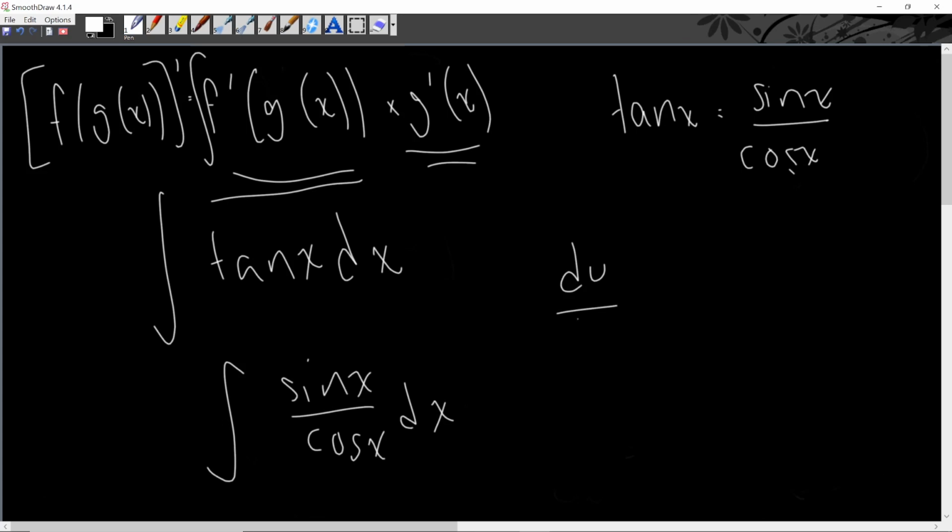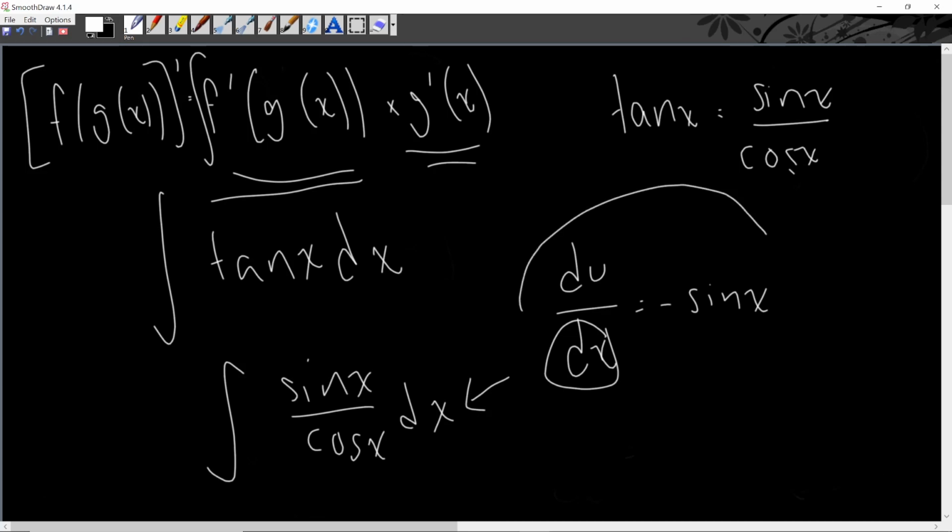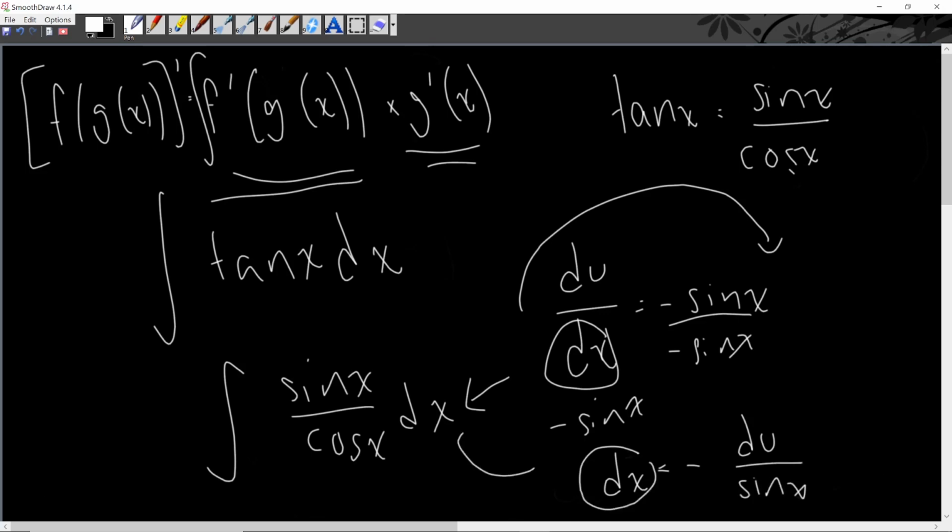And then if du dx is equal to negative sine x, this is a matter of preference, I like looking at it as a substitution. We can try to solve for dx so that we can plug that in. When we multiply by dx and then divide by negative sine x on both sides, we get dx is equal to negative du over sine x. And now, since we know what dx is, we can plug it in. So let's write that out.